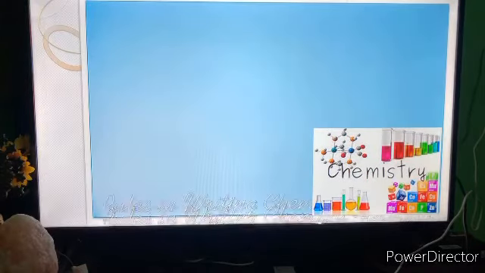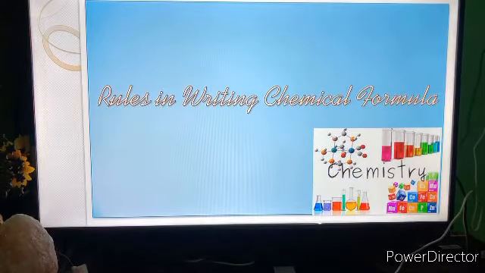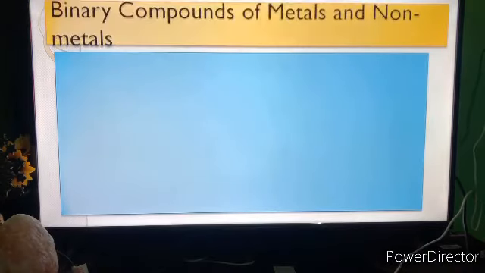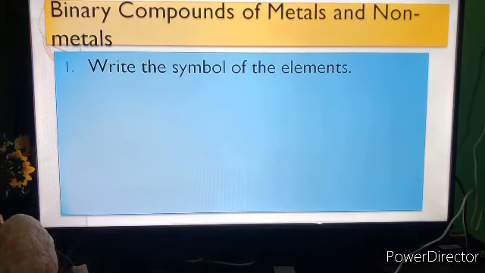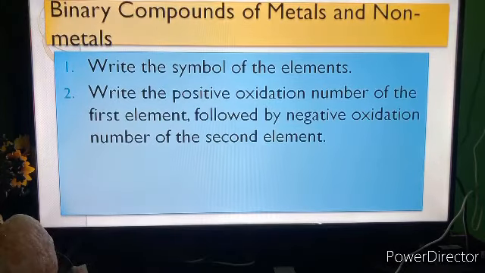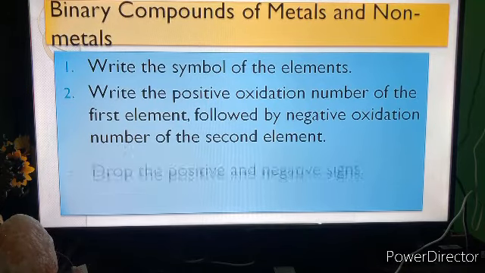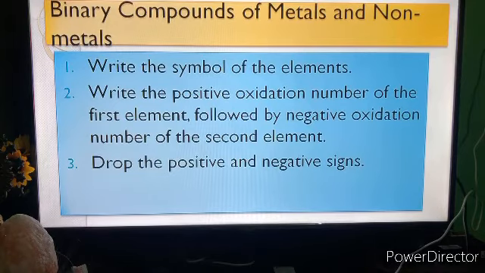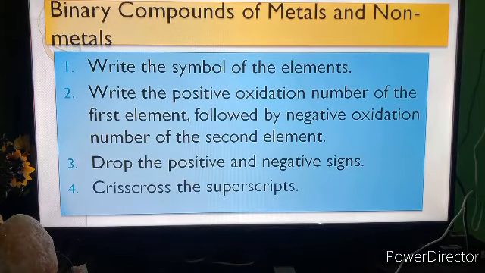Now, let us go on with the rules in writing chemical formulas for binary compounds of metals and non-metals. Here are the rules. The first one is write the symbol of the elements. Second, write the positive oxidation number of the first element, followed by the negative oxidation number of the second element. Third, drop the positive and negative signs. And fourth, crisscross the superscripts.